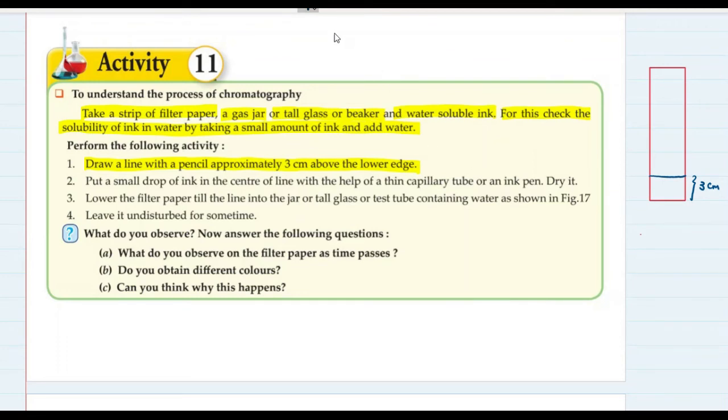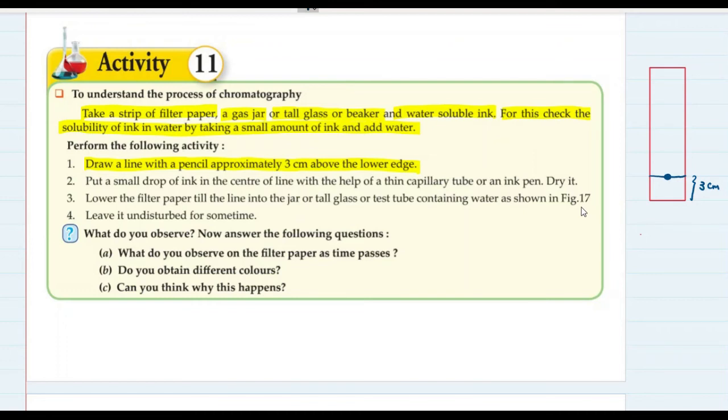Put a small drop of ink in the center of the line with the help of a thin capillary tube or an ink pen. So here you need to put a small drop of ink with the help of an ink pen or a capillary tube or a dropper maybe. You need to let that dry.